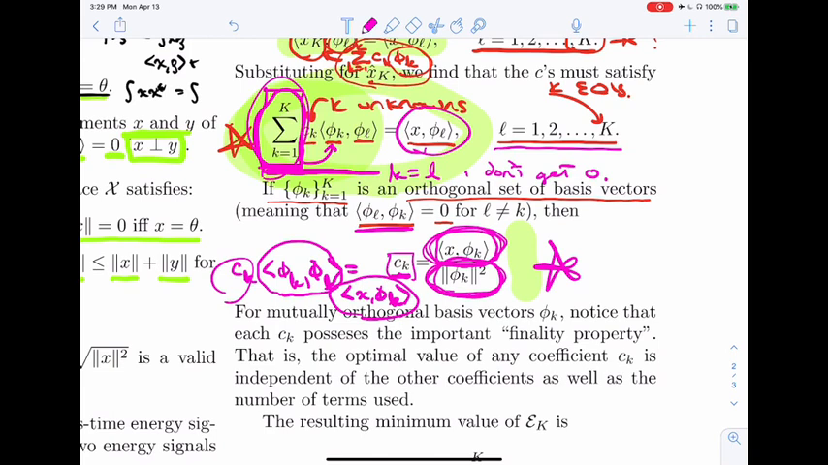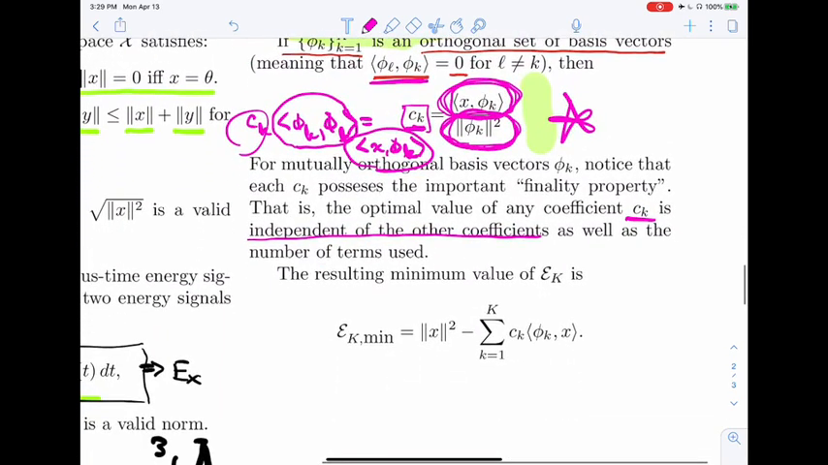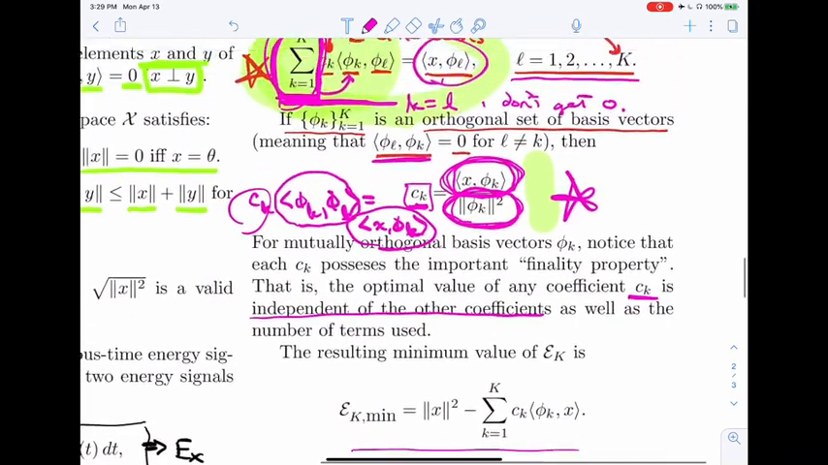For mutually orthogonal basis vectors phi_k, notice that each c_k possesses that important finality property, which is to say that I can find the c_k independent of any other coefficient. That means I can compute them each individually, and once I have them, they are not impacted by any of the other coefficients. There's a last statement talking about what the actual error looks like in terms of those c_k. We don't have to worry too much about it.